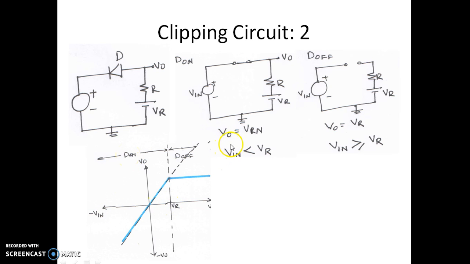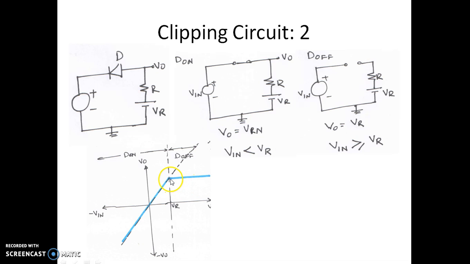When the diode is on, the output voltage is equal to the input. You can see this output voltage is exactly on the dotted line, meaning the output is equal to the input. The output follows the input when the diode is on. When the diode is off, the output voltage is VR. You can see this is constant now. This constant voltage will be VR, and that will occur when the input voltage is more than VR.